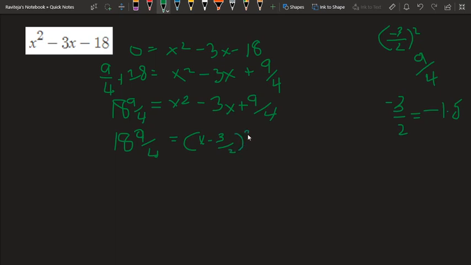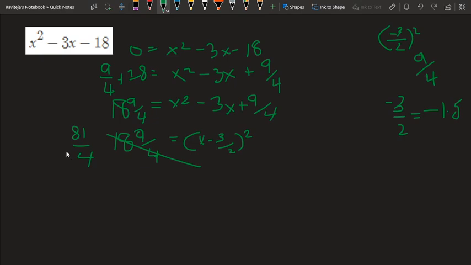And finally, all we want to do is subtract 18 and 9/4 to both sides, but just to make it a little bit cleaner, let's make 18 and 9/4 into an improper fraction. And all we want to do is multiply 18 times 4, which is 72, and add 9. 72 plus 9 equals 81. So that means instead of 18 and 9/4, we get the fraction 81 over 4.